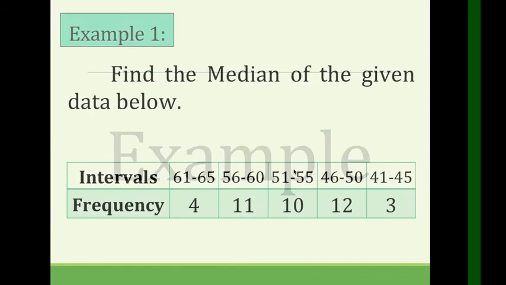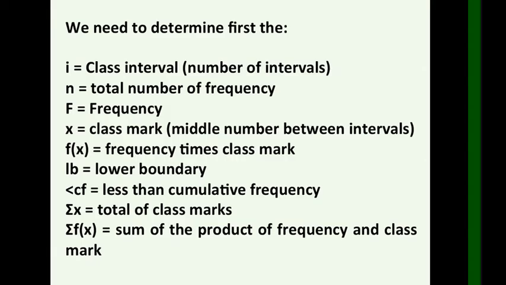So, example: find the median of the given data below, given that the intervals are 61 to 65, 56 to 60, 51 to 55, 46 to 50, 41 to 45. For the frequency, we have 4, 11, 10, 12, and 3. We need to determine first the following. I is the class interval or the number of intervals. N is the total number of frequency.